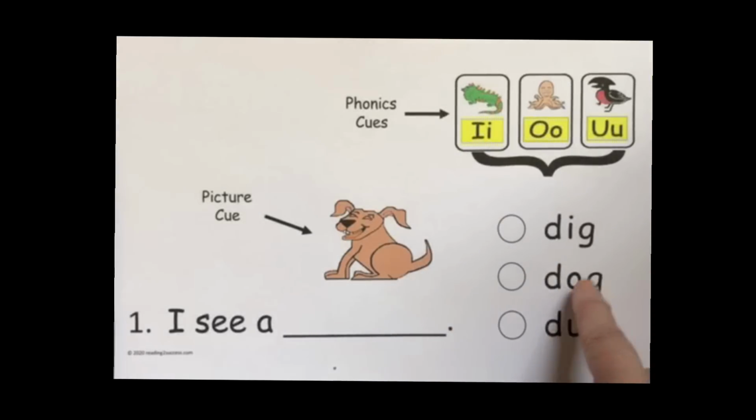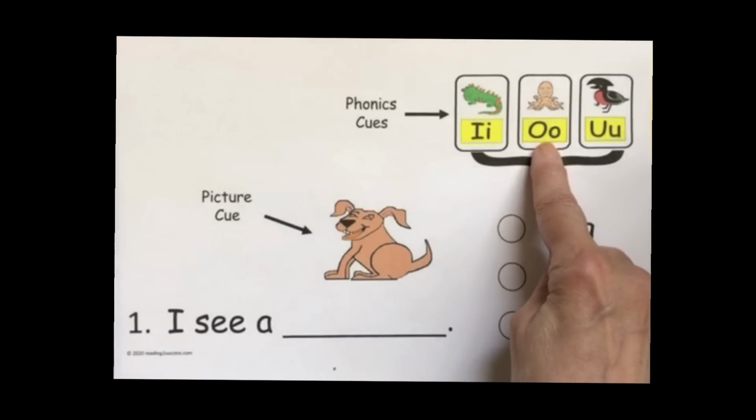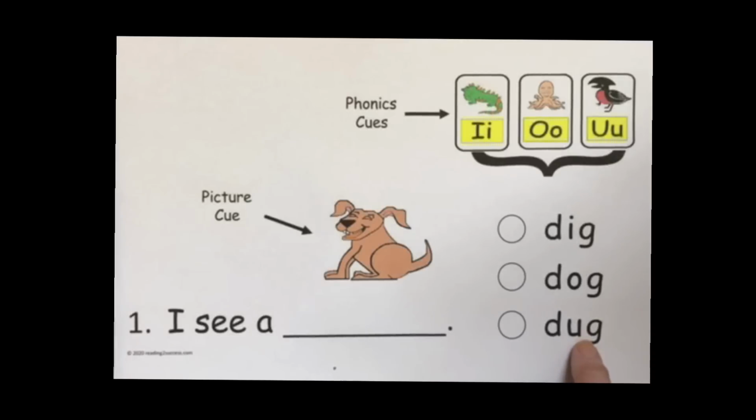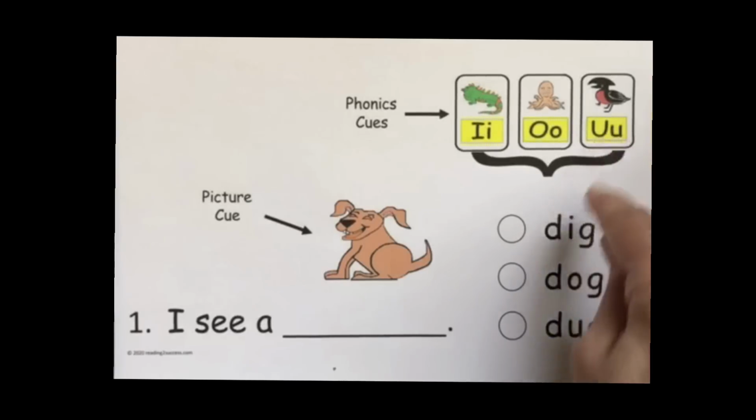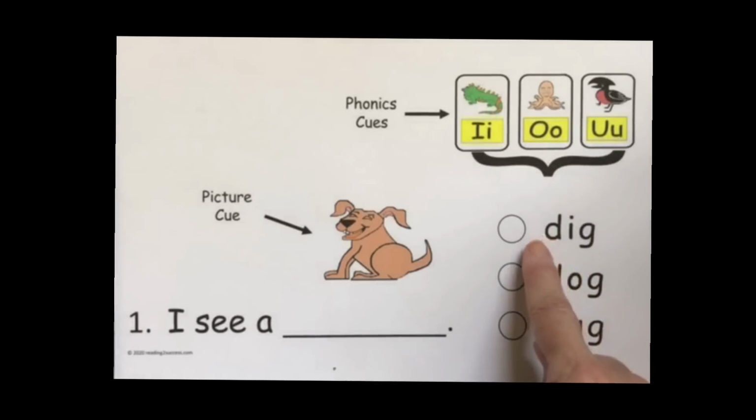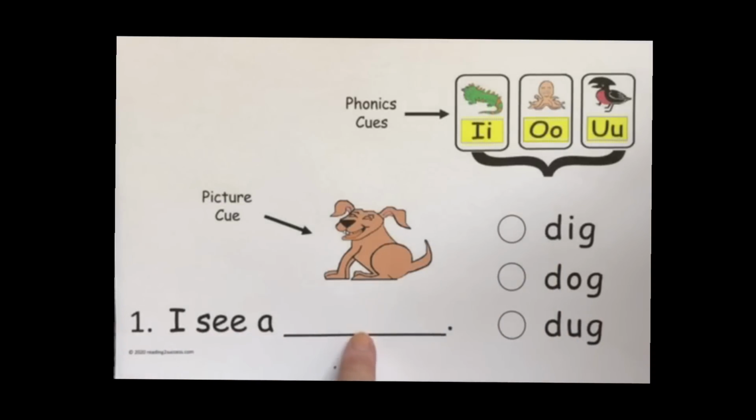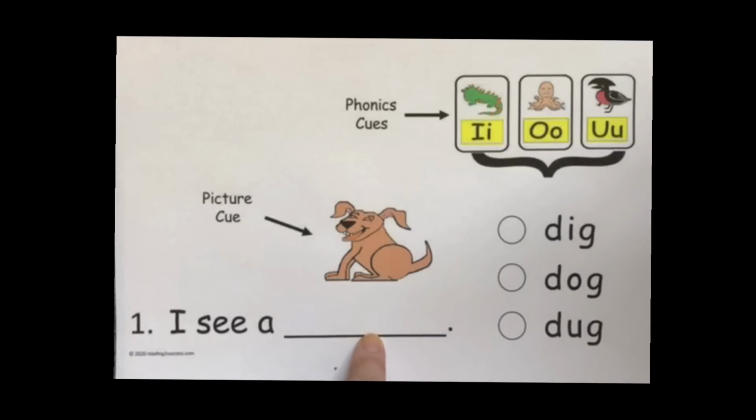The short O makes a like octopus. And the short U makes a like umbrella bird. So it would be d-ig, d-og, d-ug. So let's try each and see what would make sense. I see a dig. No, and that has nothing to do with that picture. I see a dog. That sounds like it would be the correct word.